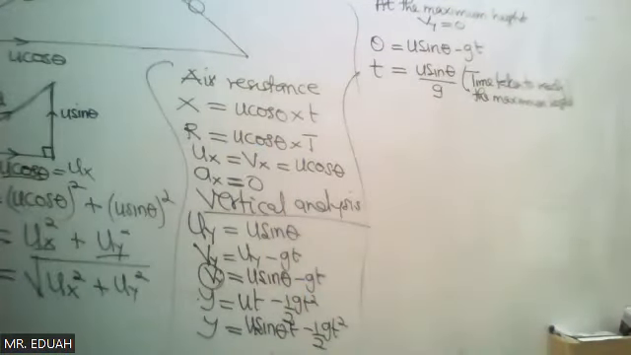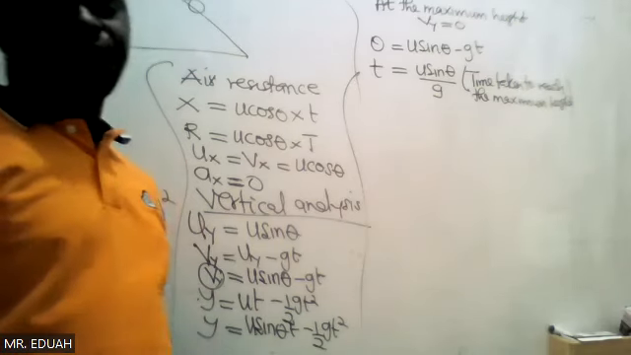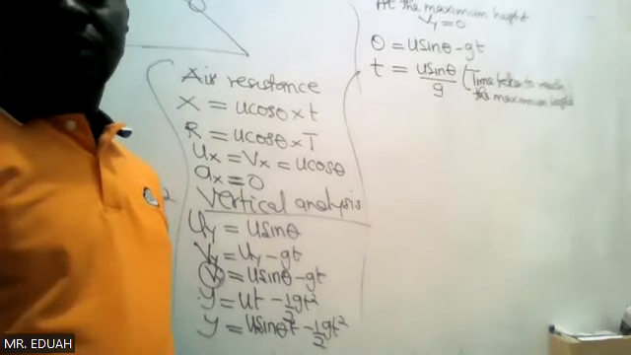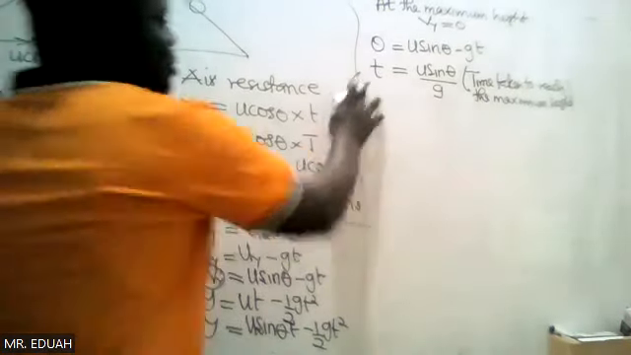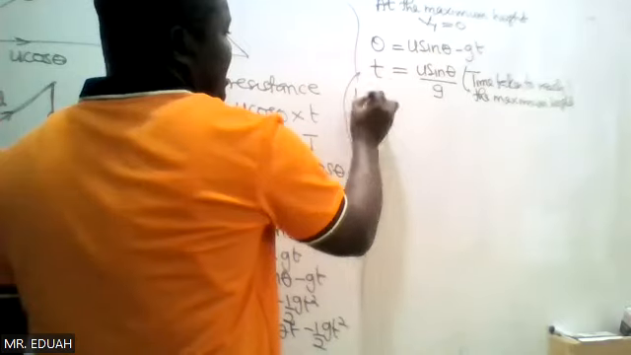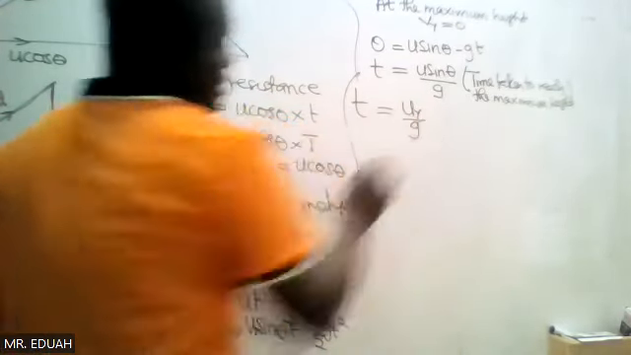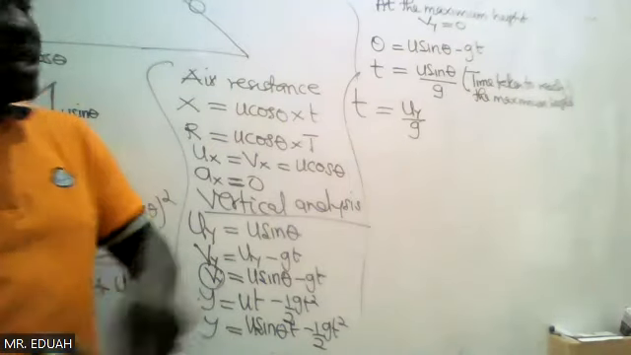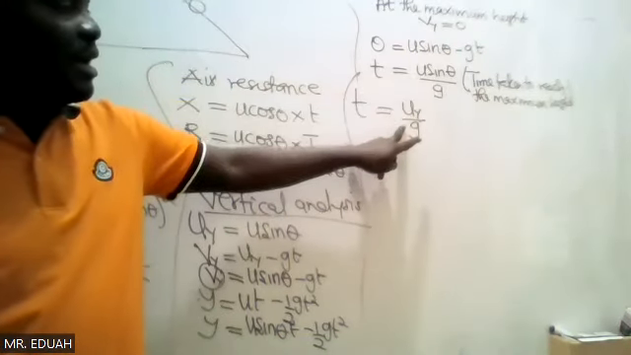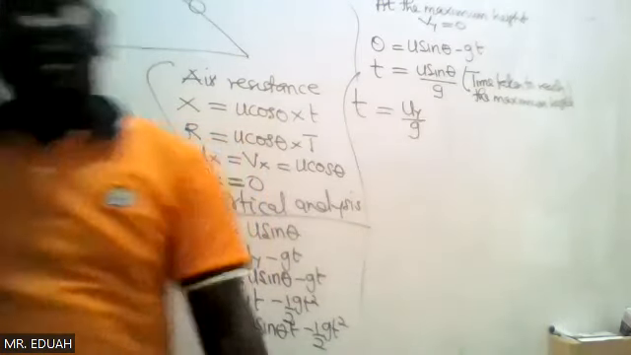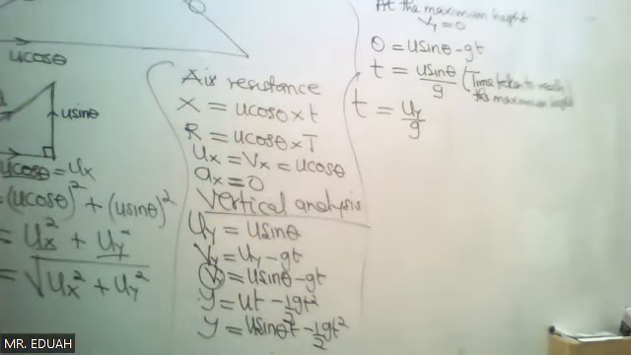So that is the relation for the time taken to reach the maximum height. In some books this is represented as t is equal to Uy over g, because they know Uy is equal to u sine theta, the initial vertical velocity. Please, is that okay?